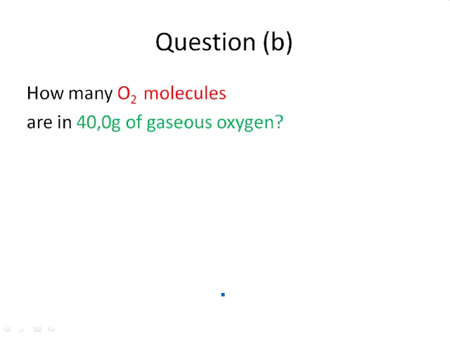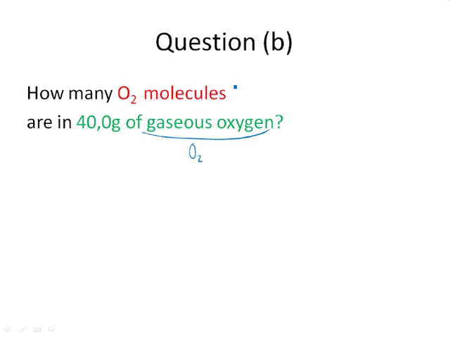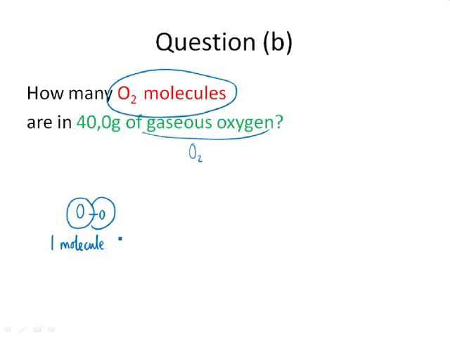Question B. How many O2 molecules are there in 40 grams of O2? Notice this is not the same question as what you were asked just now. In A, you were asked how many moles of O2 were in 40 grams. Now you are asked how many molecules of O2. A mole and a molecule are not the same thing. What is a molecule? A molecule of oxygen consists of 2 oxygen atoms covalently bonded to one another. This is 1 molecule of O2.